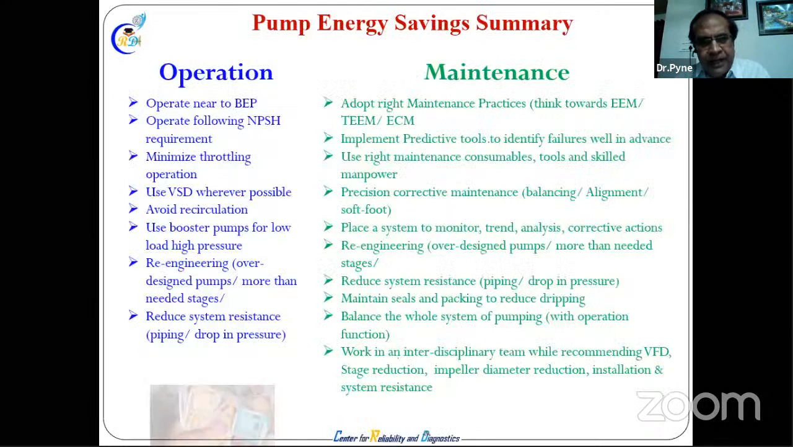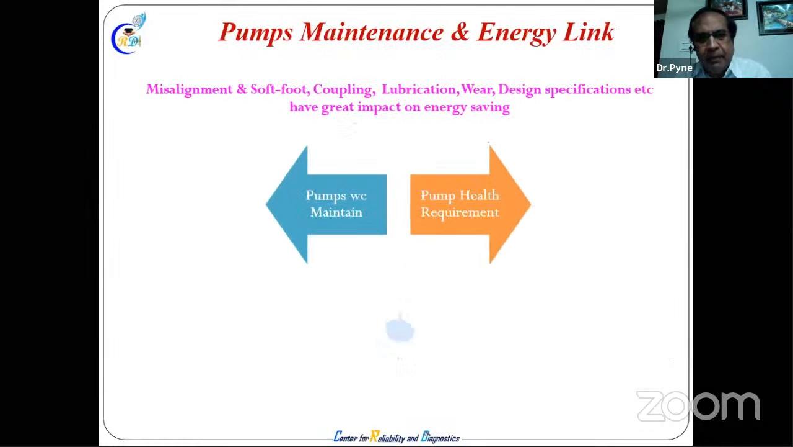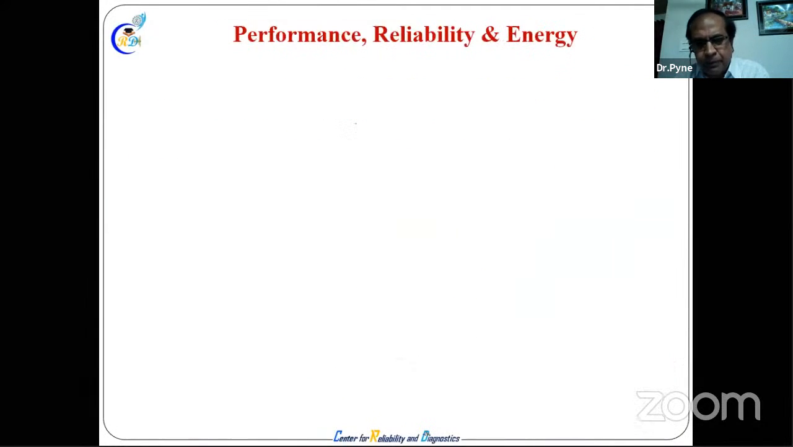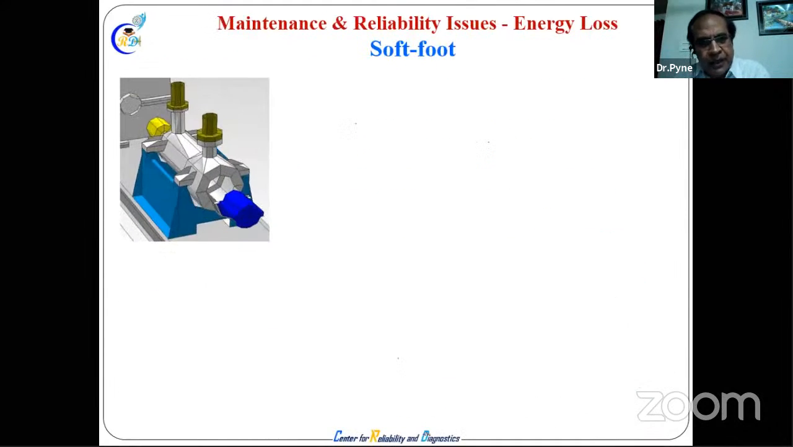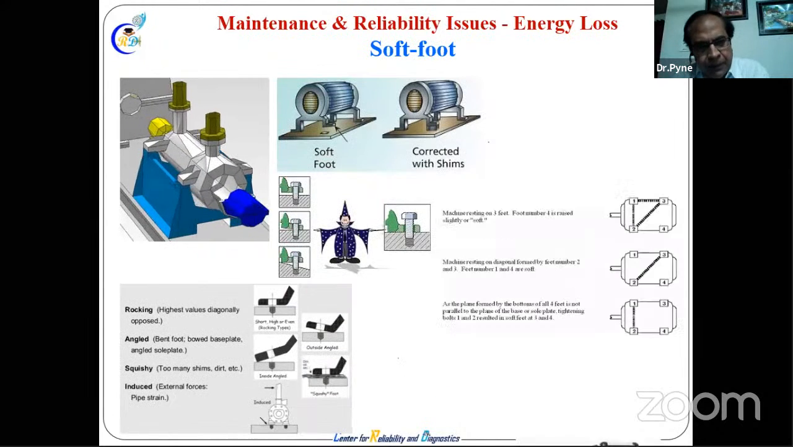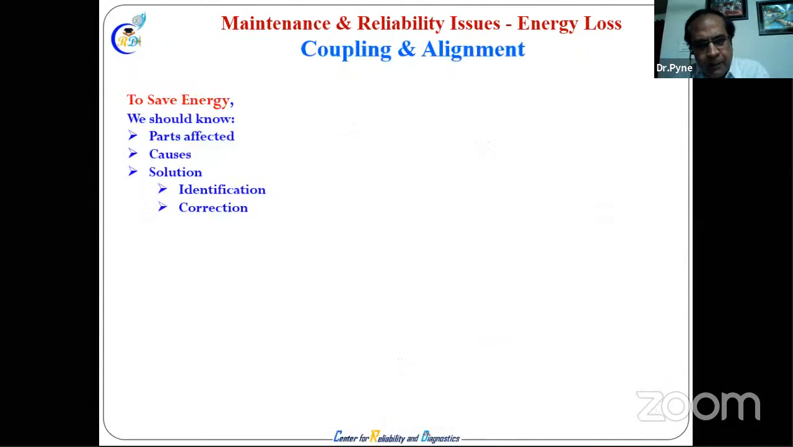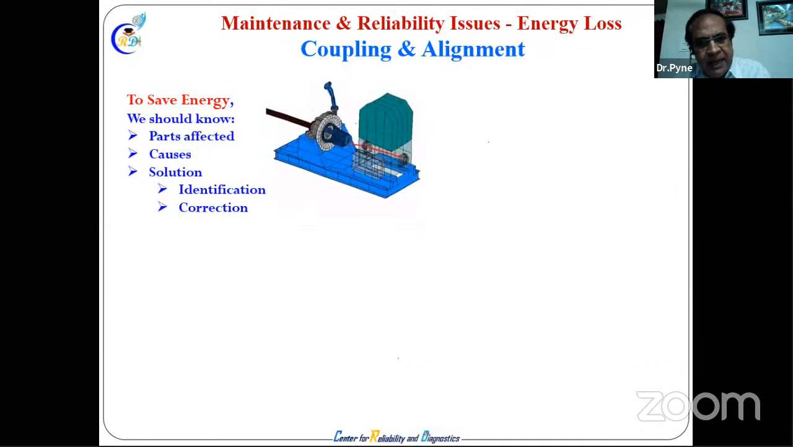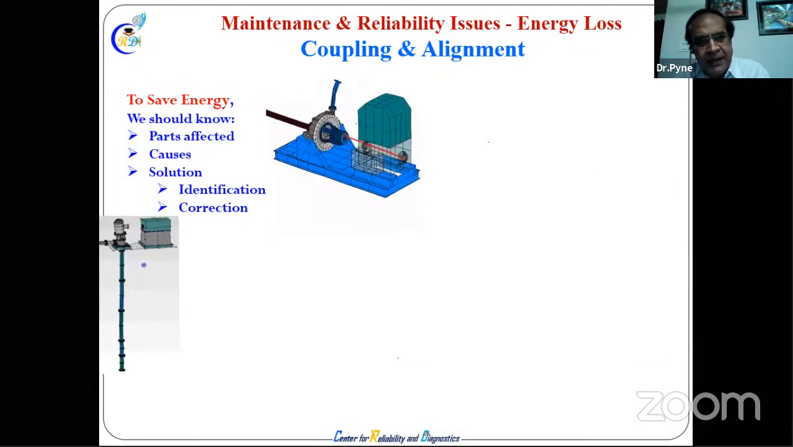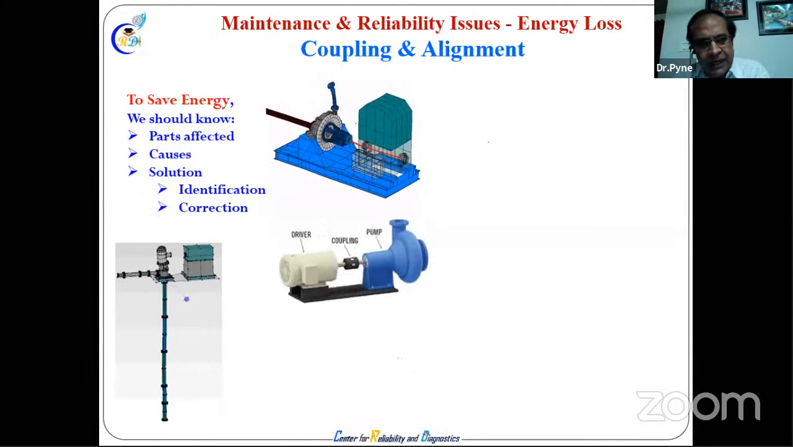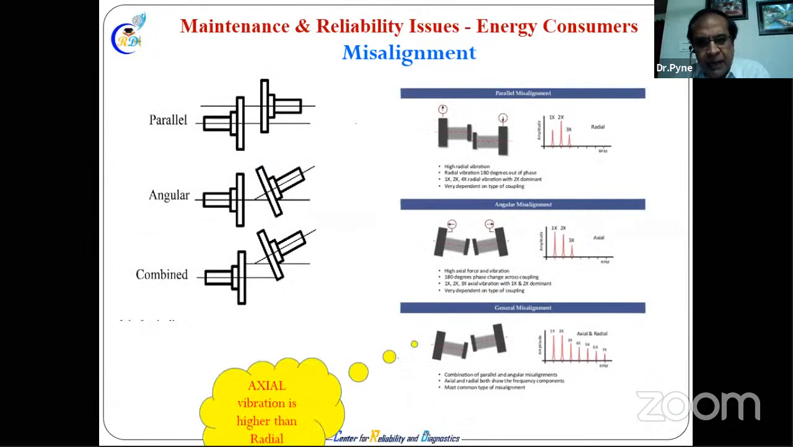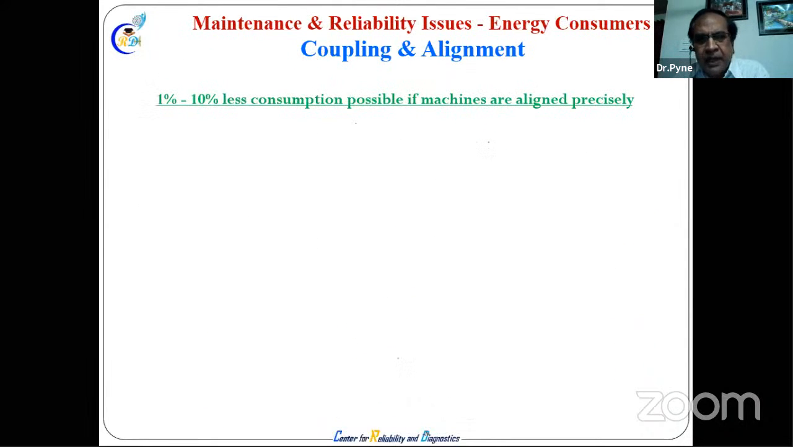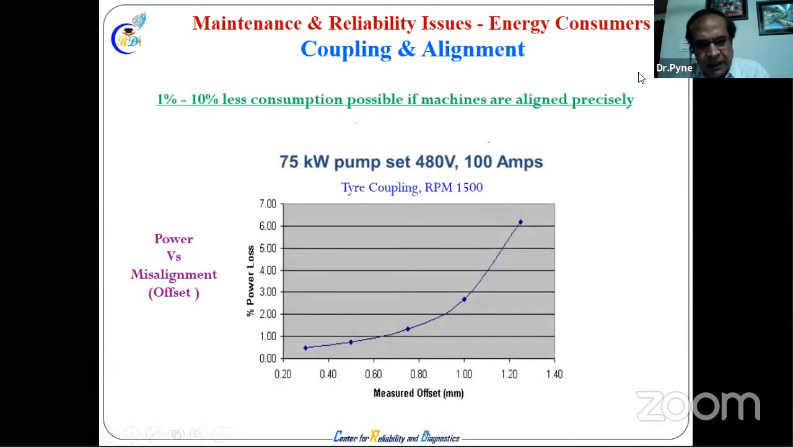Okay, so I will not go into much detail now. On maintenance, there are so many maintenance possibilities, and a lot of VFD you can use. Soft foot has a lot of energy impact. If you cannot maintain proper soft foot, then there will be an energy issue. And coupling alignment: every alignment has a problem, and alignment has energy saving. There are different types of misalignment, and in that, we get 1 to 10% less consumption if properly aligned. There are studies available.